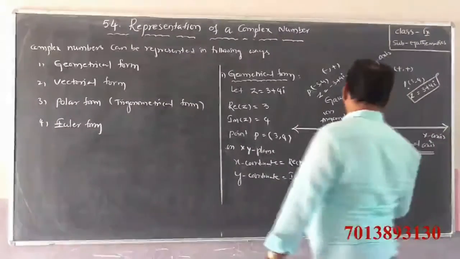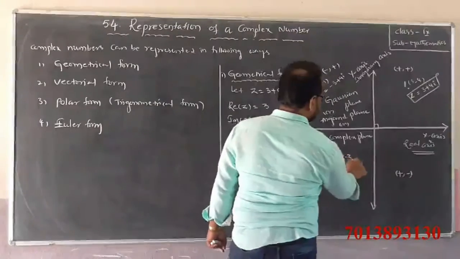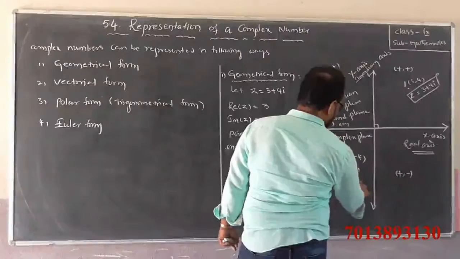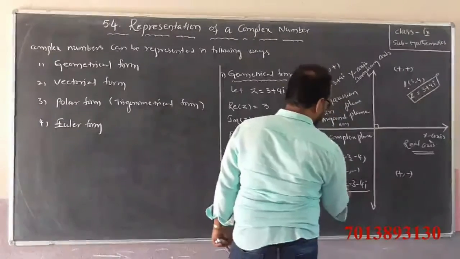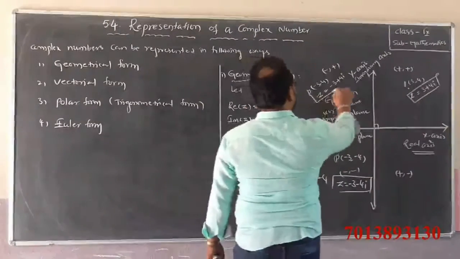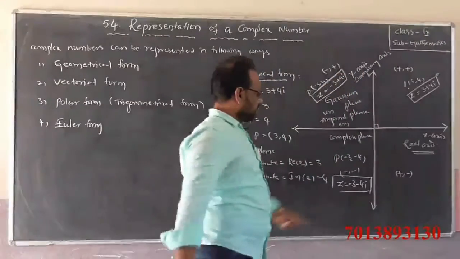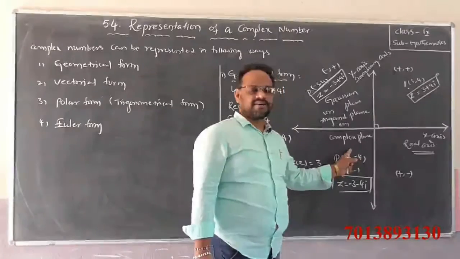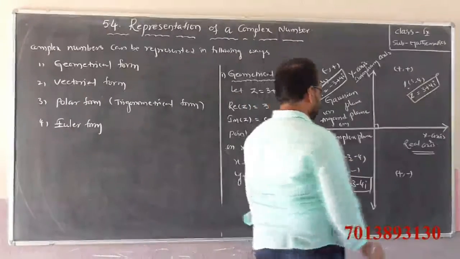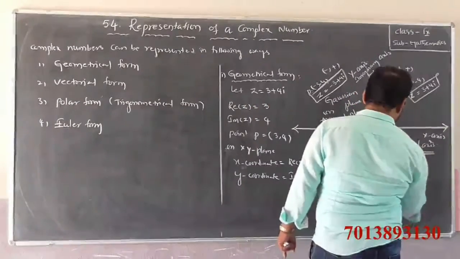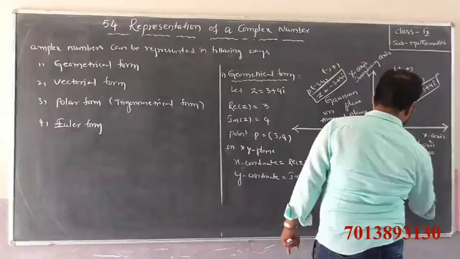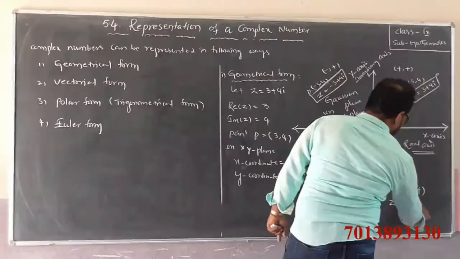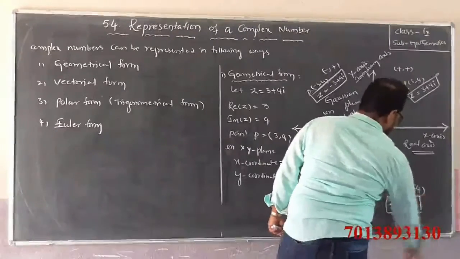Third quadrant: if you look at point B here, minus 3, minus 4, then the complex number is minus 3 minus 4 times iota, in the third quadrant. Next, fourth quadrant: if you look at point B here, that is 3 comma minus 4, then the complex number z is equal to 3 minus 4 times iota.